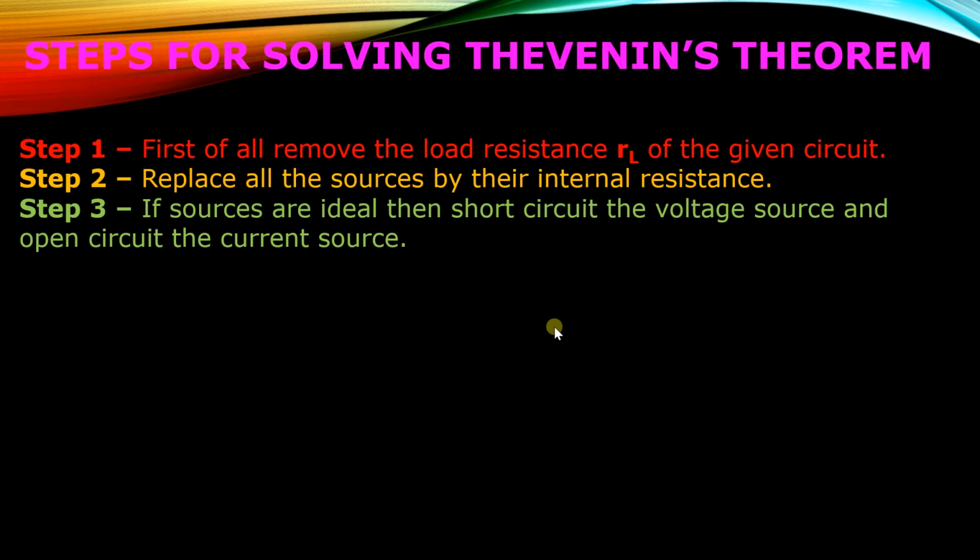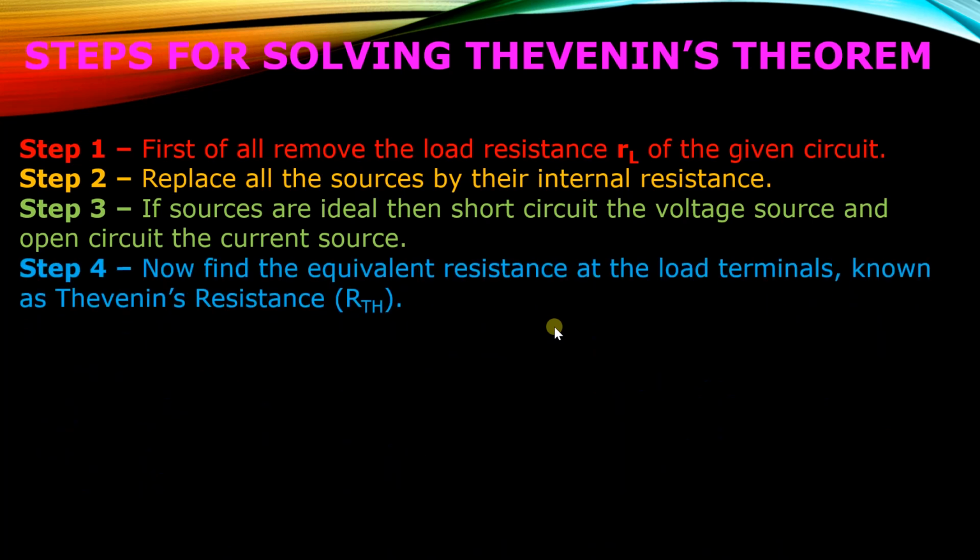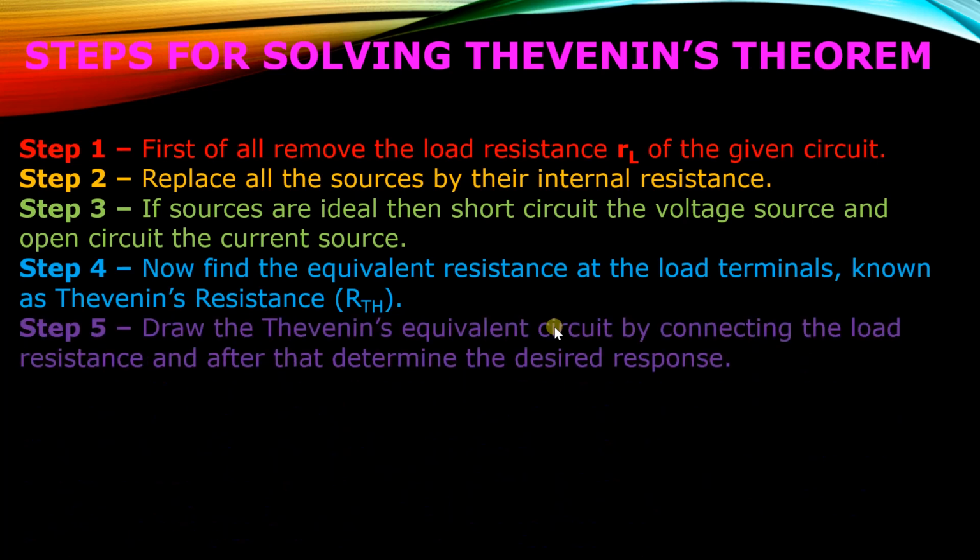If we have ideal sources, in that case remember one thing: always short the voltage sources. If we have a voltage source, make it short circuit, and if we have a current source, make it open circuit. And step 4: find the equivalent resistance at the load terminal, and this is known as Thevenin's resistance and is denoted by RTH. This is Thevenin's resistance.